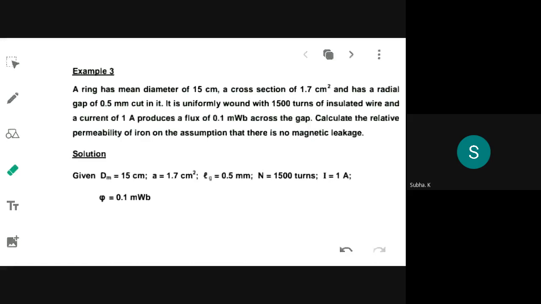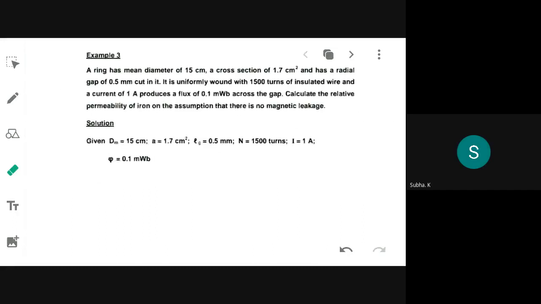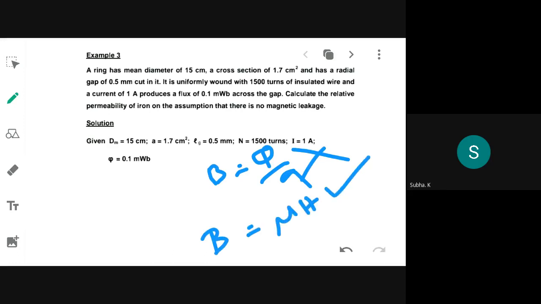Think of some way in which you will be able to find out mu r. What are the formulae with the help of which you will be able to solve for mu r? Mu by mu naught, any formula with mu by mu naught? Sorry ma'am, no ma'am, wrong assumption. Think of all the formulae that we have discussed in the earlier class. You have the formula for B, which you cannot use here. B is equal to mu H, that also you cannot use. Then what are the other formulas? So many formulae we have discussed.